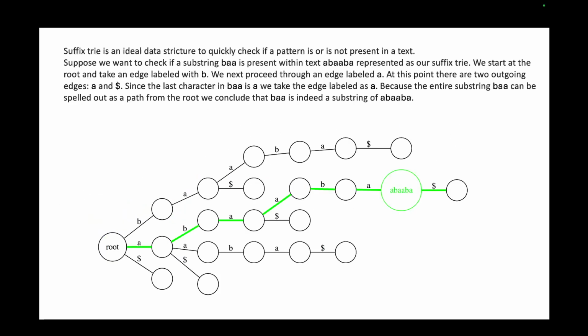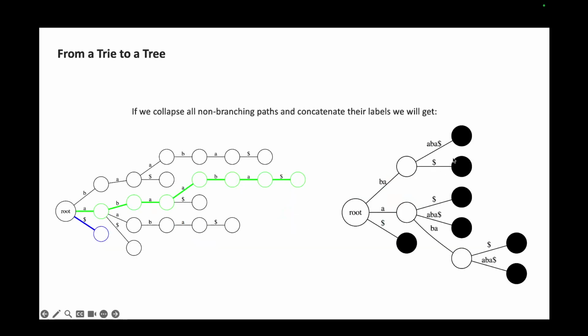If you want to convert a trie to a tree, you basically collapse all the non-branching nodes into one. So it's a more compact representation. These two nodes have been collapsed into BA like this, and these three nodes have been collapsed into ABA dollar like this. So it's a more compact representation, but the data structure is very similar to a trie.